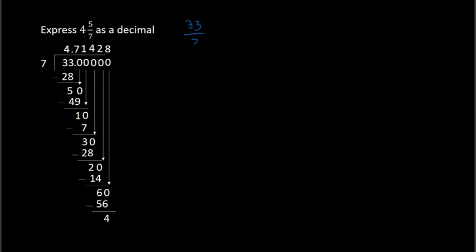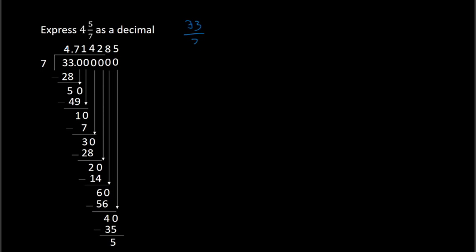There's still a remainder, so I need to add another 0, bring that down, and then I see how many times does 7 go into 40. Well, that's going to be 5 times. So I have 5 times 7, which is 35. I subtract, and now I have 5. So there's still a remainder, so I have to keep going.